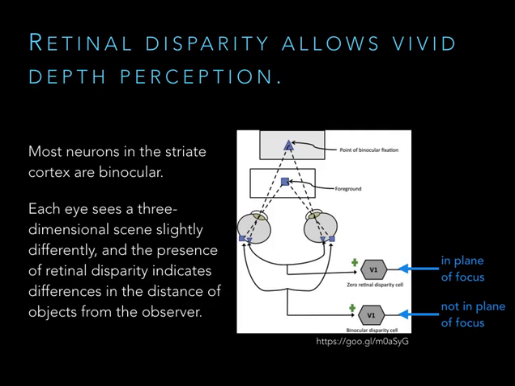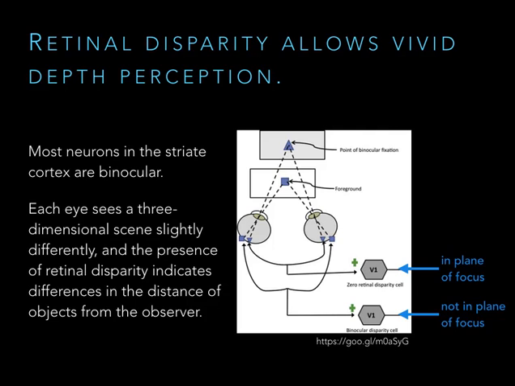You'll notice that there's a square object in front of the triangle. That's going to hit different spots of the retina. You'll notice that it's going to go to the left of the fovea in the left eye and to the right of the fovea in the right eye. So here's where we have what we call retinal disparity.